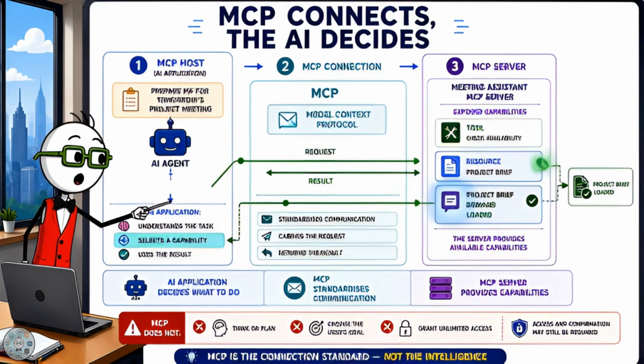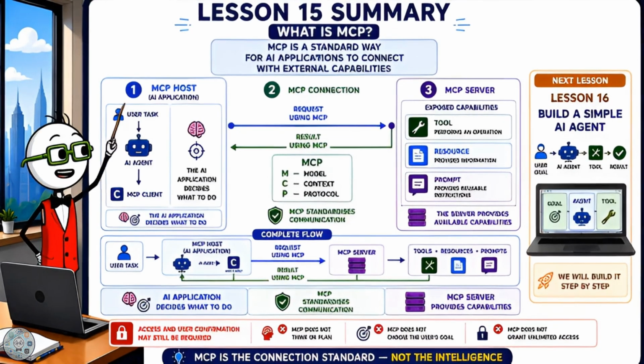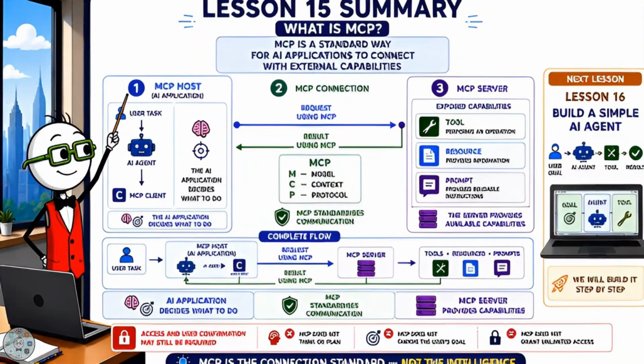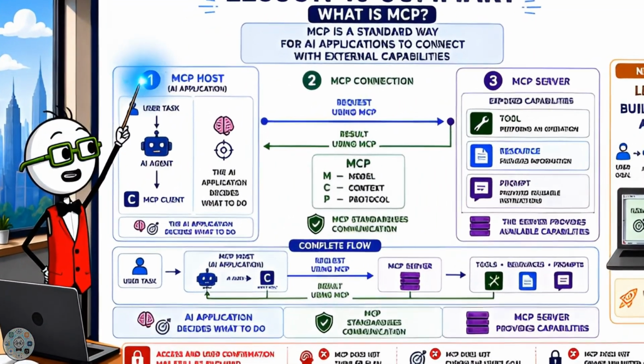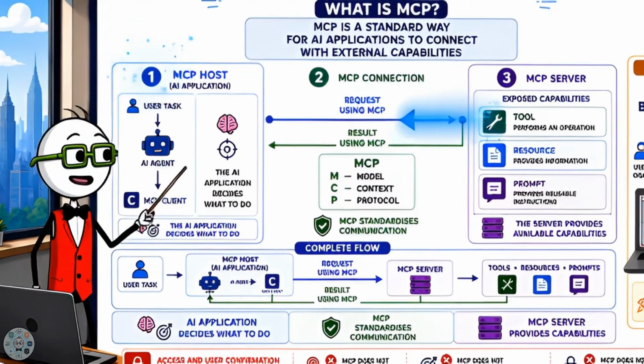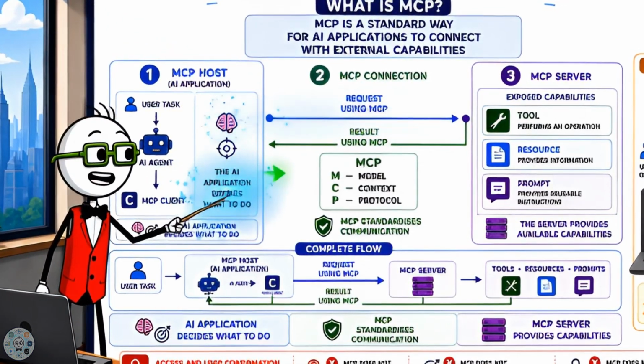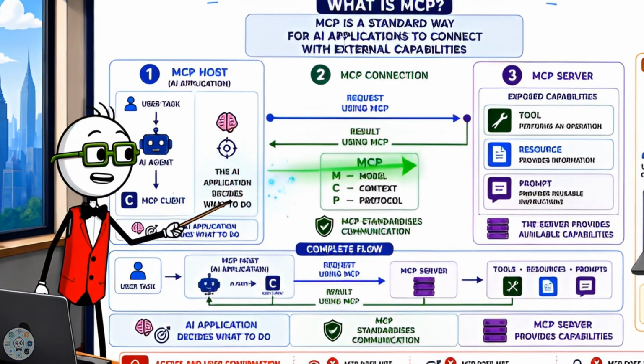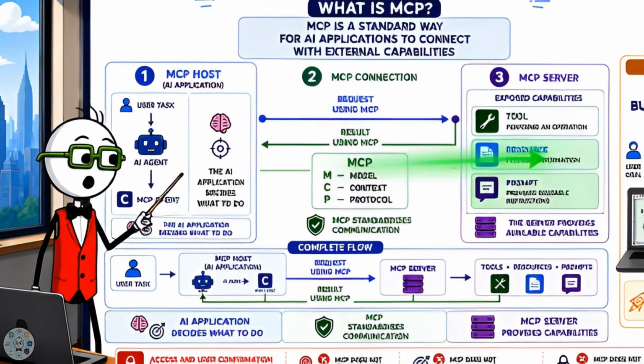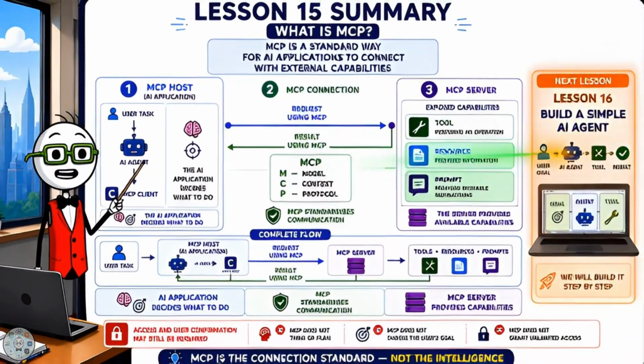MCP does not think, plan, choose the user's goal, or automatically grant unlimited access. MCP is the connection standard, not the intelligence. To summarize, MCP gives AI applications a standard way to connect with tools, resources, and prompts. The AI decides what to do, while MCP standardizes the communication. Next, we'll build a simple AI agent, step by step.